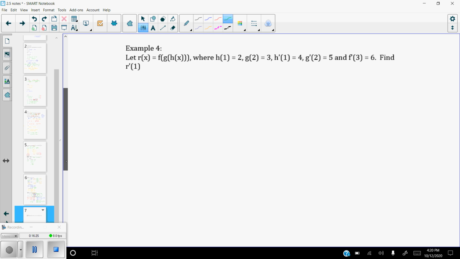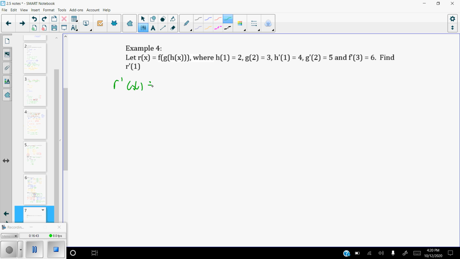All right, again. So this last one is basically a triple composite. F of g of h of x. It's the same idea, though. If I want to find the derivative of r at 1, or r prime at 1, I need to find r prime of x. Just be careful.